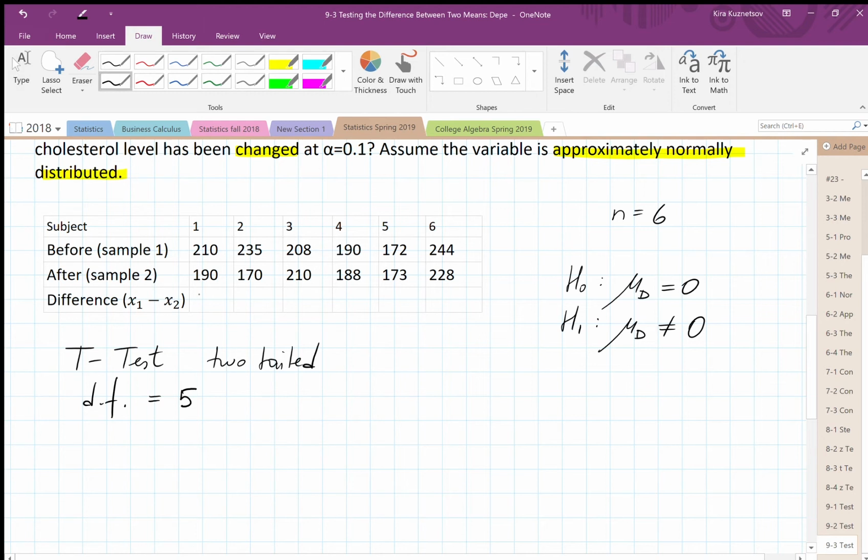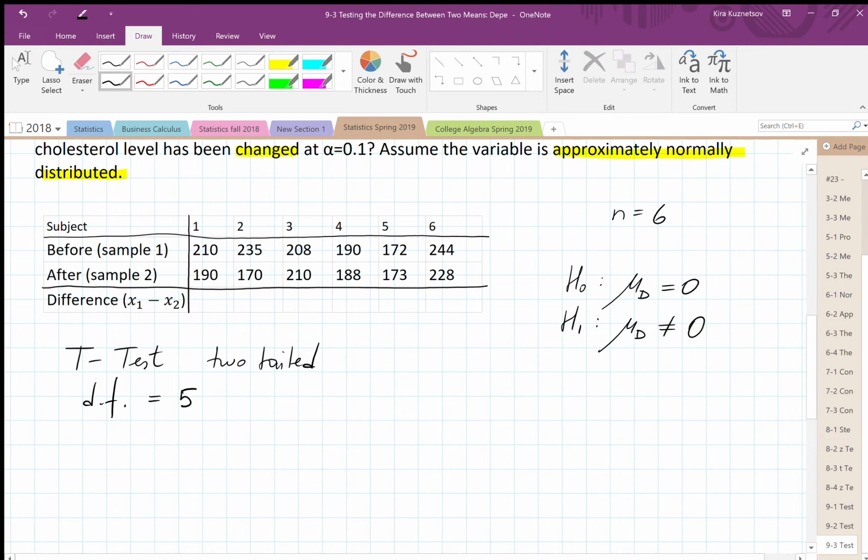Before I start, I need to create these differences. I don't know if you can see my faint table, but these are my subjects, 1, 2, 3, 4, 5, 6, and I have my numbers before and after. What I need to find is how they changed over time.